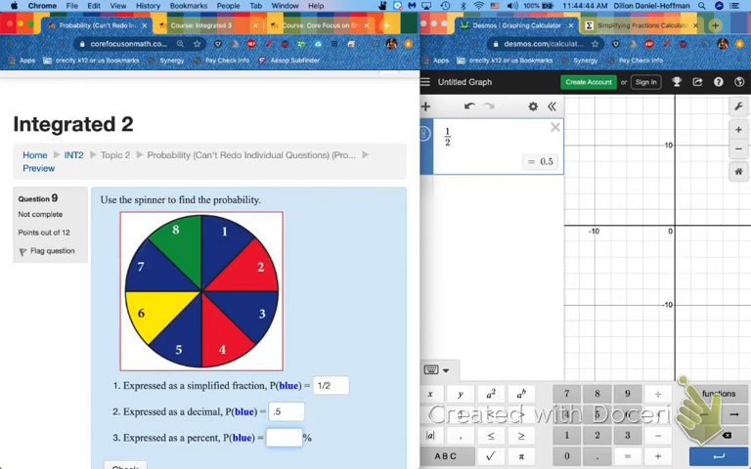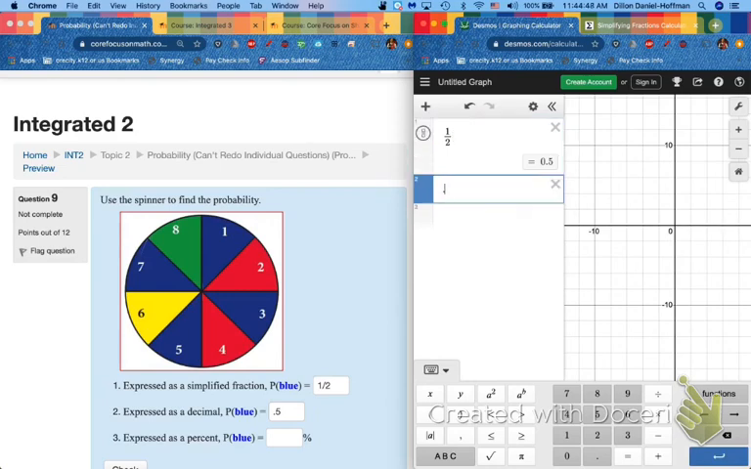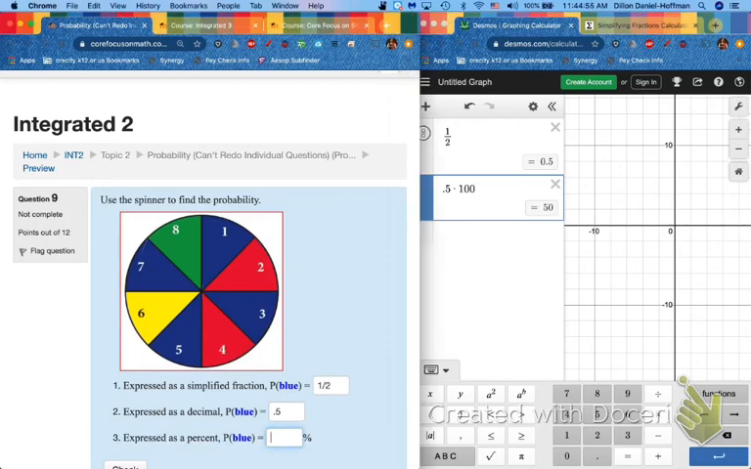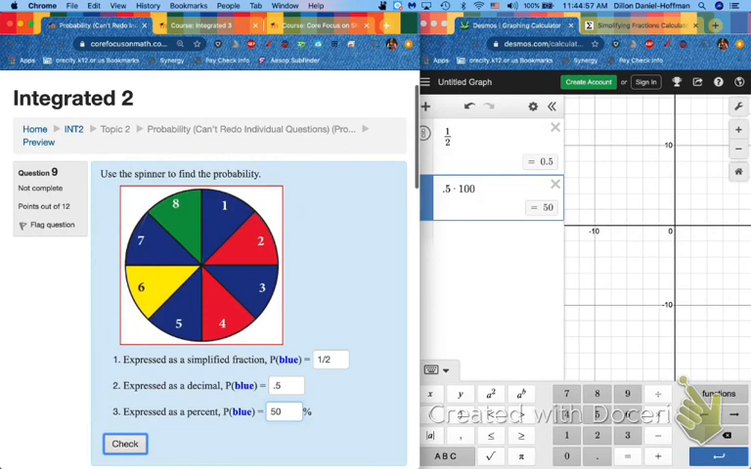And as a percent, just put in the number, don't put the percent sign. You take whatever decimal you have, and you multiply it by 100, because percent's always out of 100. So 1/2 of 100% is 50. And again, you don't need the percent sign.